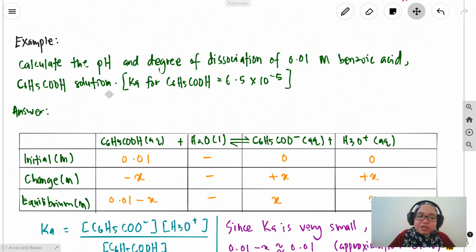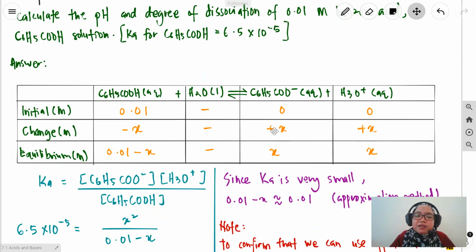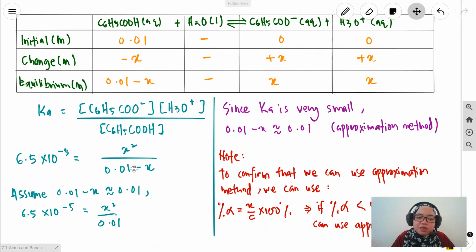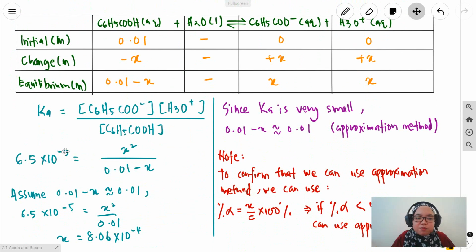Okay. So, they give us the Ka of C6H5COOH, which is 6.5 times 10 negative 5. So, the same, we need to make the I table. When we do the I table, we get our Ka expression like this. So, we know 6.5 times 10 to the power negative 5 is equal to x squared divided by 0.01 minus x. Because it is a weak acid, its Ka is very, very small. So, we can use the approximation method.